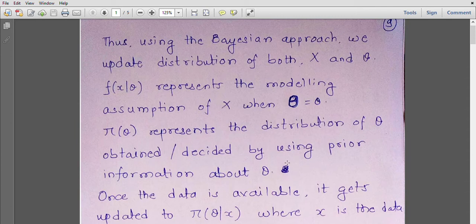So once the data is available, data means you have data on x is available, it gets updated to pi(theta given x) where x represents the data. So this pi(theta given x) we call as the posterior distribution of theta.